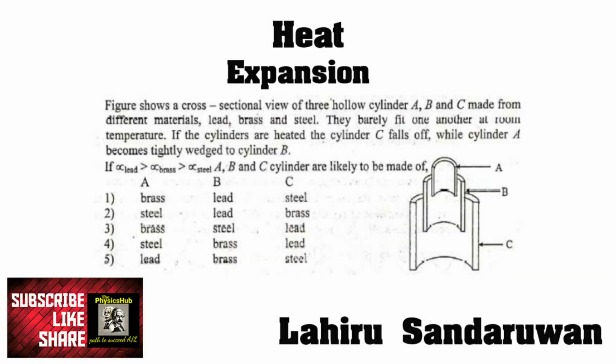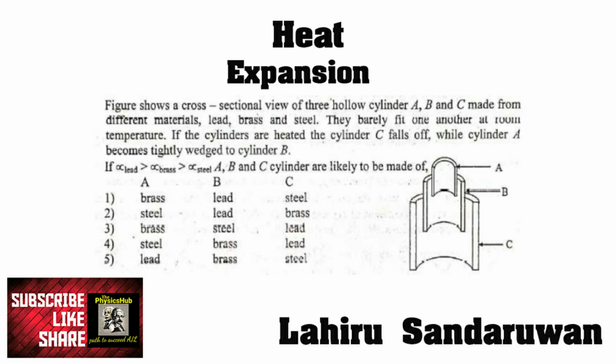The figure shows the cross-section view of hollow cylinders A, B, C made from different materials: lead, brass and steel. They just fit one another at room temperature. If the cylinders are heated, cylinder C falls off, while cylinder A becomes tightly wedged to cylinder B.